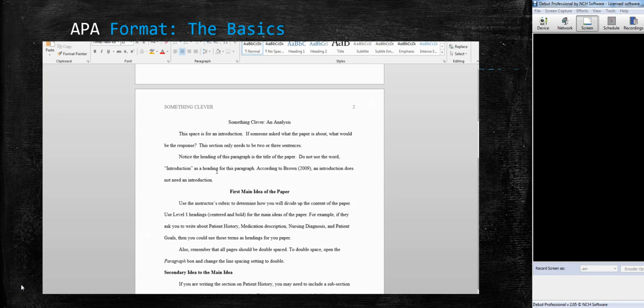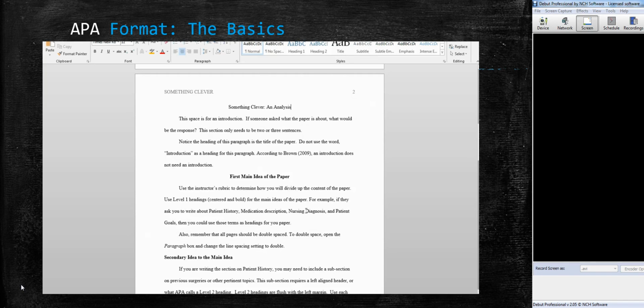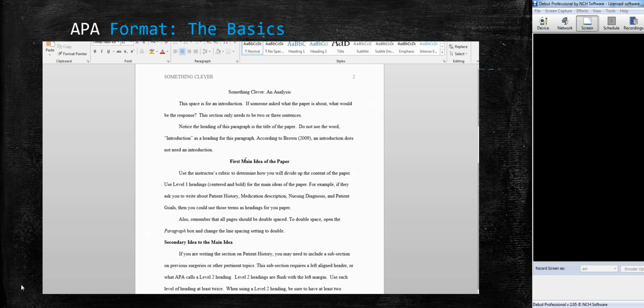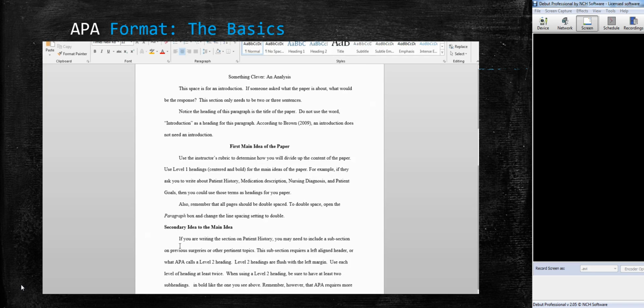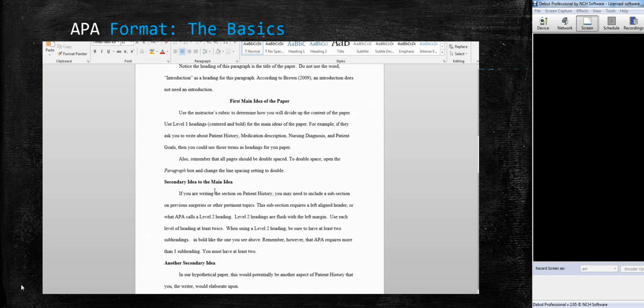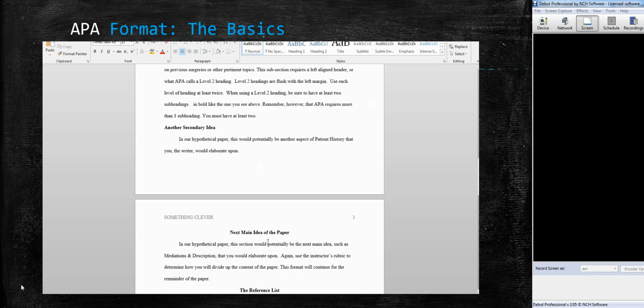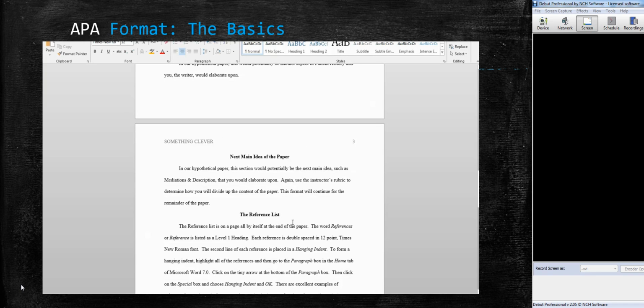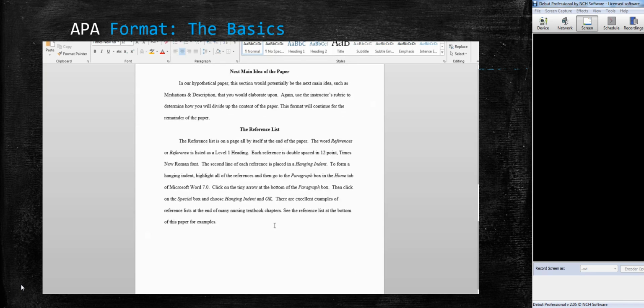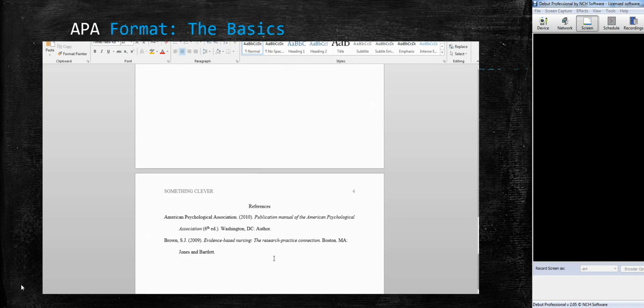Okay, here, this is the space for your introduction. There's lots of great information here to tell you what goes in each section. Where it says first main idea of the paper, this is what they call a level 1 heading. A secondary idea that goes underneath that first one is a level 2 heading. It's all set up for you, so it shows you level 1 headings, level 2 headings. This would be another level 1 heading. And then it talks to you about what your reference list would be like and actually shows you your reference page. What's great here is that the page break has already been put in for you, so your reference page will always start at the top of its own page.